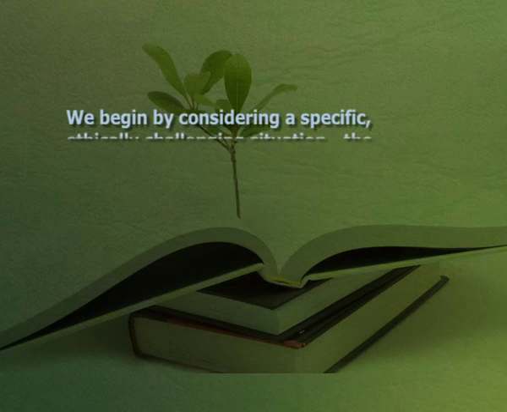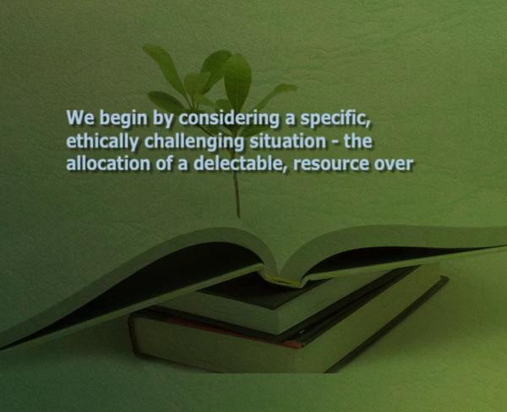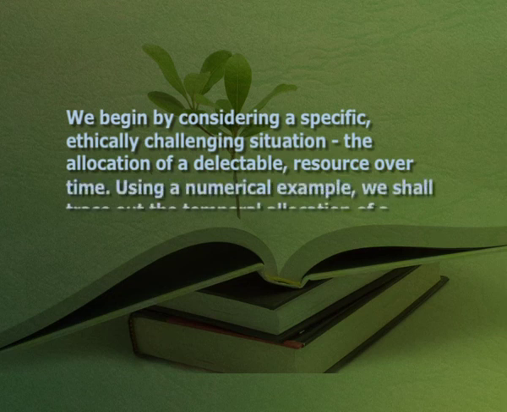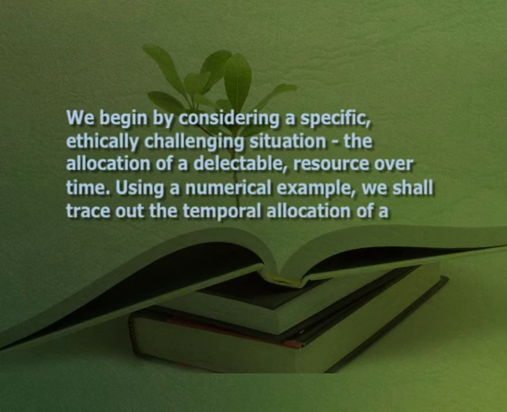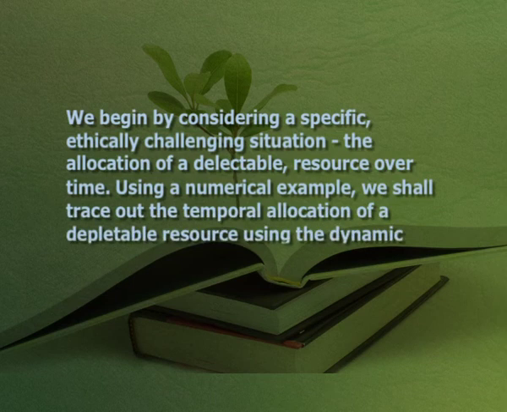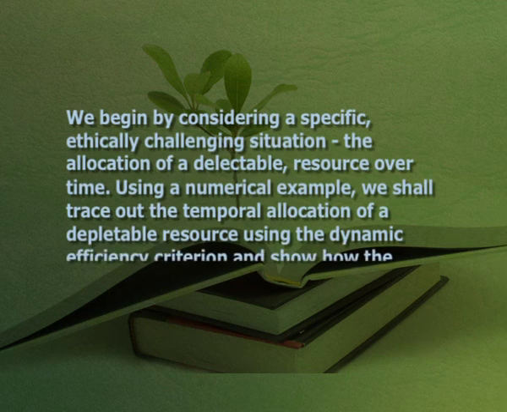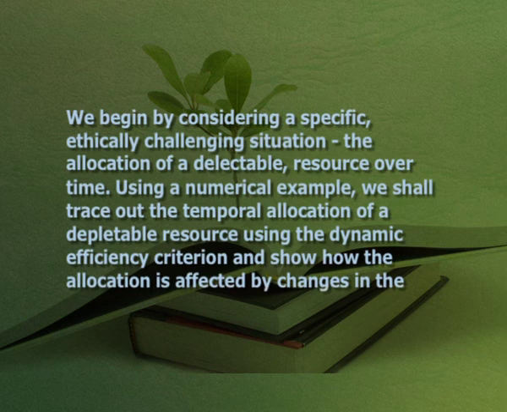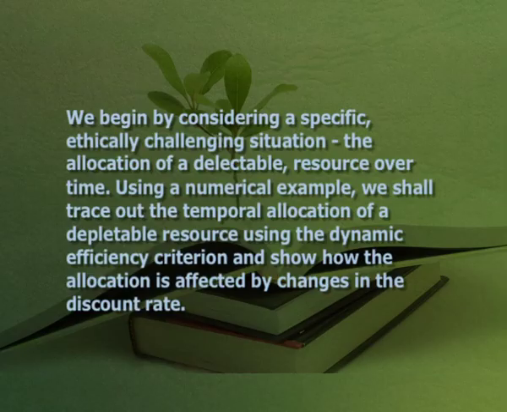In this module, our concern is fairness, the treatment of future generations. We begin by considering a specific ethically challenging situation, the allocation of a depletable resource over time. Using a numerical example, we shall trace out the temporal allocation of a depletable resource using the dynamic efficiency criterion and show how the allocation is affected by changes in the discount rate.